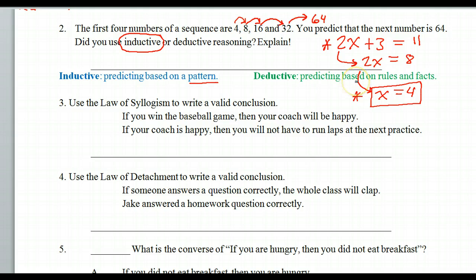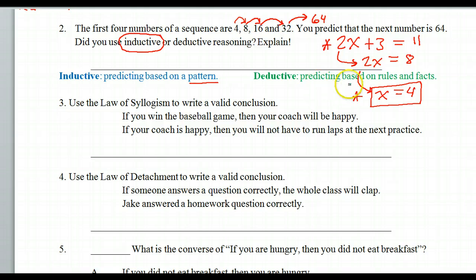Or say there was a problem where Johnny observed that the speed limit is 55. He noticed that his friend Jeff was driving 80 miles an hour. He predicted that his friend Jeff was going to get a ticket. That would be based on deductive reasoning, because the speed limit is 55. If you drive 80, you're going to get a ticket.